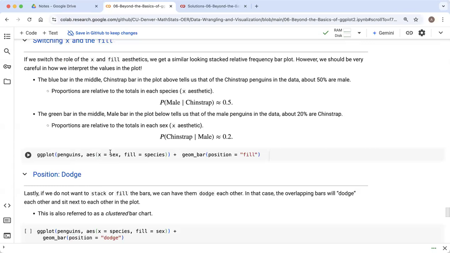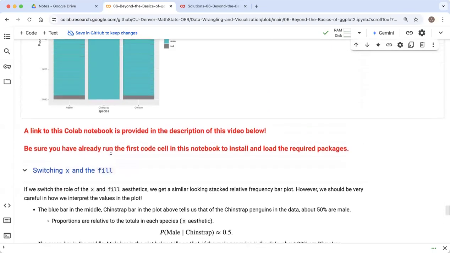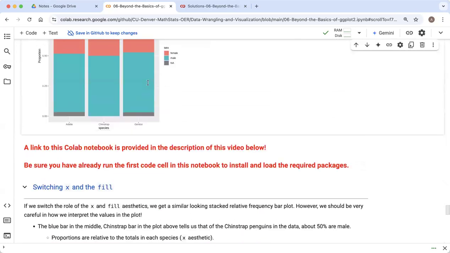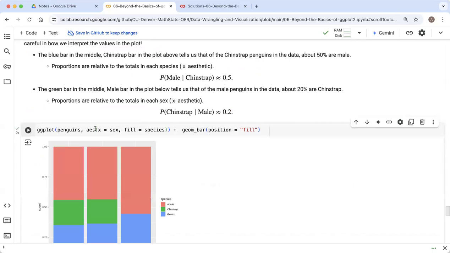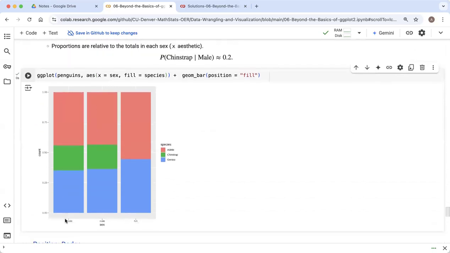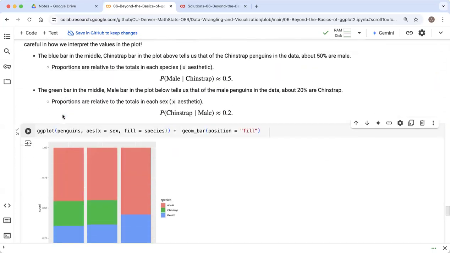If we switch the aesthetics between species and sex, and so now I put sex in the X position and species is mapped to fill, and I take a look at what happens, right? So now we get female, male, and NA on the X-axis, and above each of those 3 sexes, we're going to shade in different fill colors corresponding to each of the 3 species. Then we get a different looking plot, and we want to be really careful about how we read this.